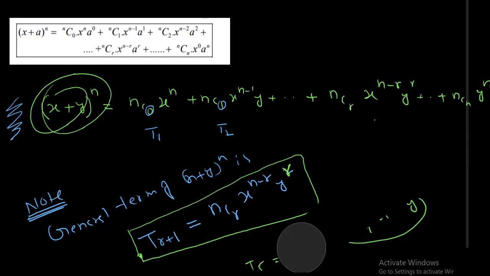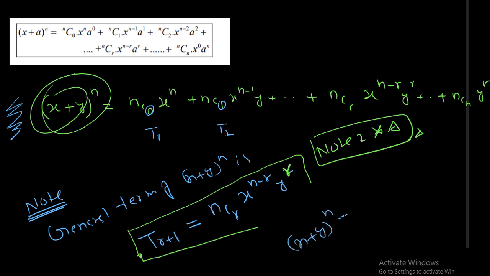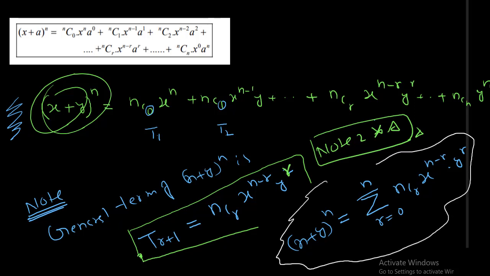So, important note 2, I will write here. Note 2, very, very important, this one also. What is that? (x plus y) whole power n expansion in short notation is sigma nCr into x power n minus r into y power r, where r is taken from 0 to n. With the help of the general term we can directly expand. We should remember this. (x plus y) whole power n is nothing but sigma nCr into x power n minus r into y power r, where r is from 0 to n. Substitute all the values in the sigma summation, then again you will get the same thing. Okay?